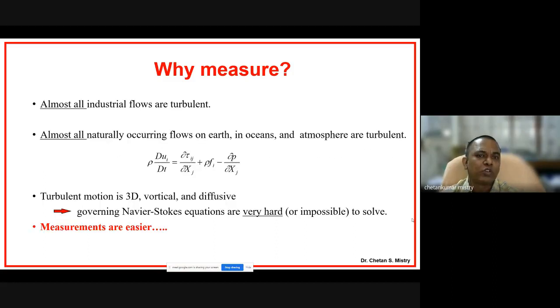Now, if we look at what industrial problems we are looking at, they have turbulent flow. In all situations, we will have turbulent flow. It may have a 3D nature, vortex structure, diffuser flow. And if we are talking about doing all this kind of testing using CFD, you need to solve the Navier-Stokes equation, and that will be very difficult or maybe impossible to solve. So measurement is the easier way to do this part.